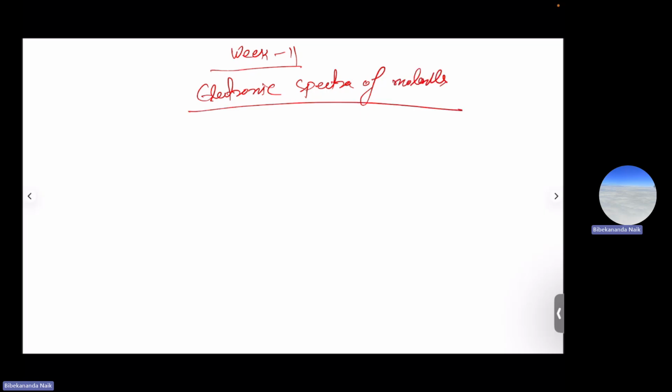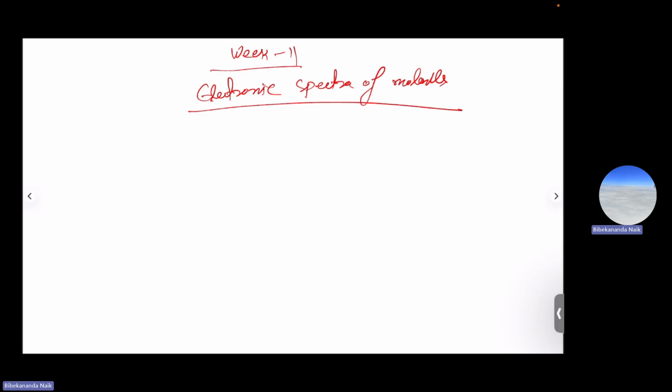Today we'll be mainly discussing a few sample problems covering the week 11 course content of the lectures. Before solving the sample problems, let's briefly discuss the concepts covered in this week's lectures. Week 11 was the electronic spectra of molecules.